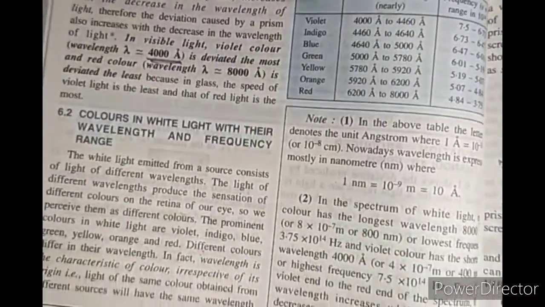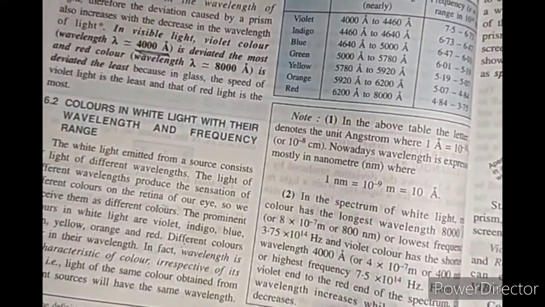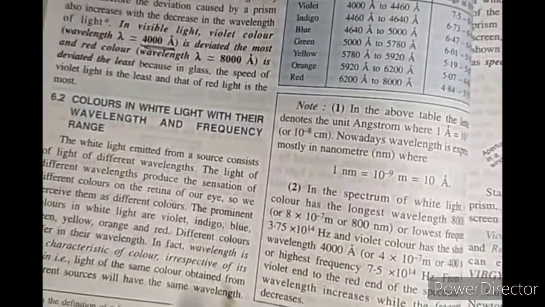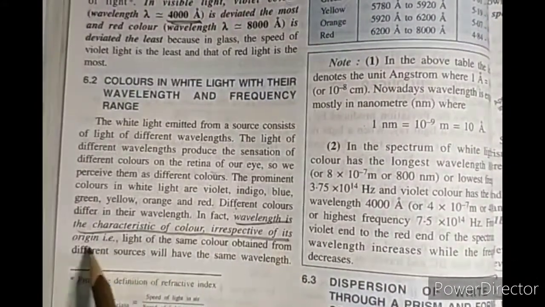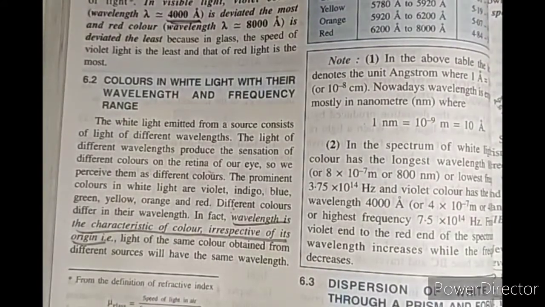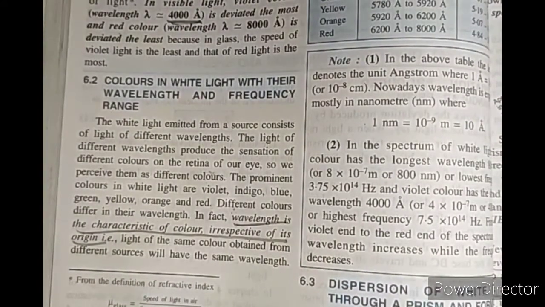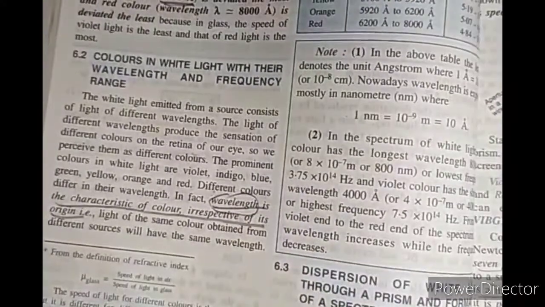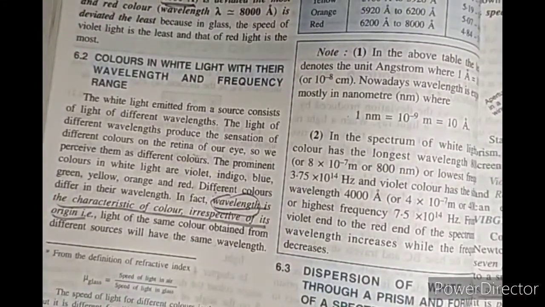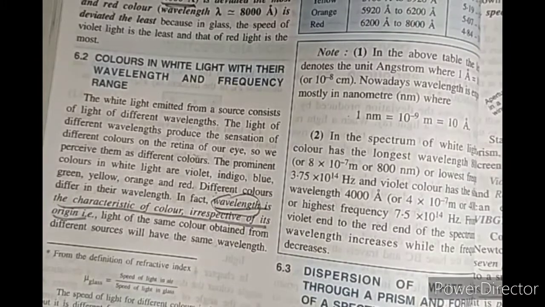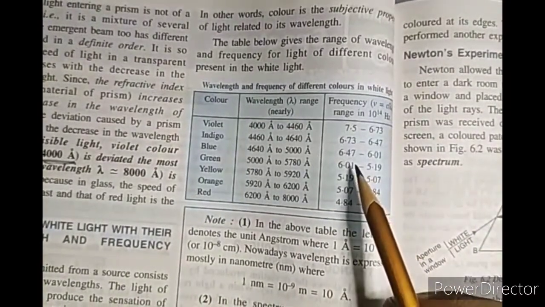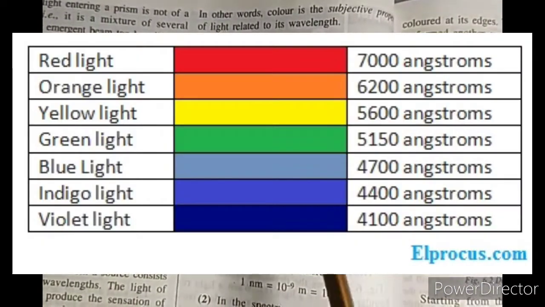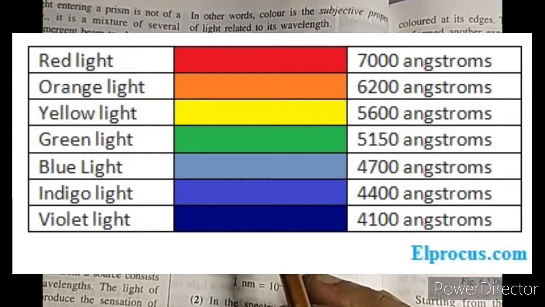So now let us see, what is the characteristic of color that causes refraction? The wavelength is the characteristic of color irrespective of its origin. So how are we able to see different colors? We are able to see different colors because of their wavelength. Here is a chart given in your book, and you can also see in the image that different colors have different wavelengths of light and frequencies.